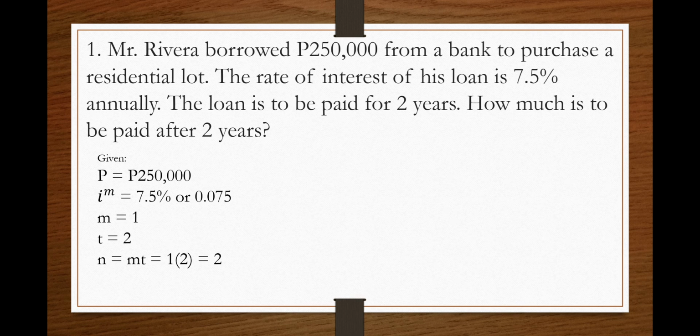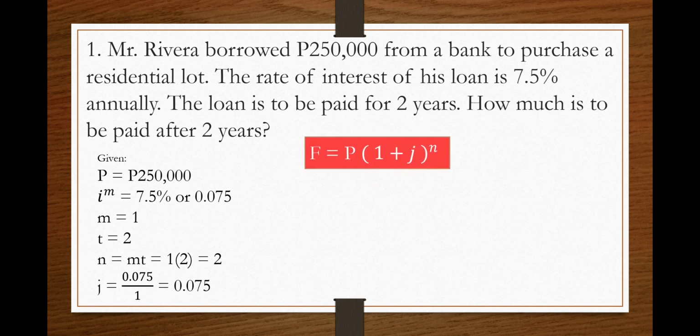And to find the value of n, we're going to multiply the value of m, which is 1, and the value of t, which is 2. So that's equal to 2. And to find the value of j, we need to divide the rate given, which is 0.075, by 1, which is equal also to 0.075.